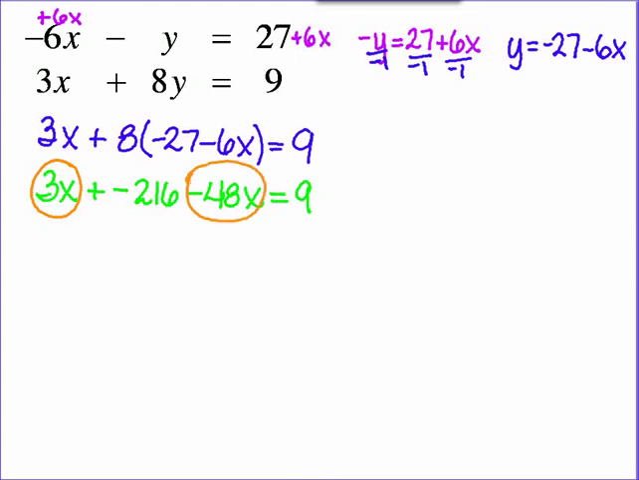Are we supposed to get a decimal for tomorrow? A decimal? You think?